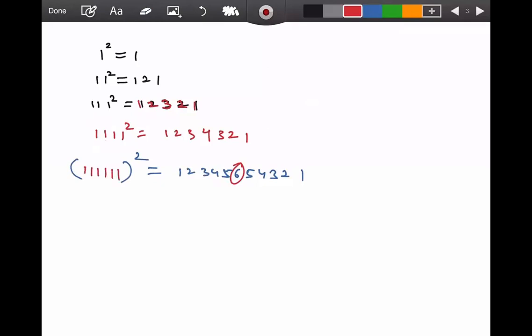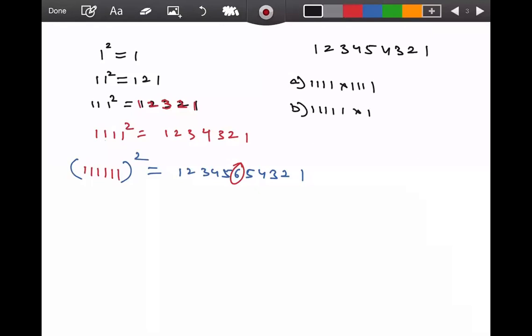Once I saw this KBC for kids, which was abroad, and there was a video which was viral, and they had a question like 1, 2, 3, 4, 5, 4, 3, 2, 1. Option A was 1111 into 1111. Option B was 11111 into 11111.